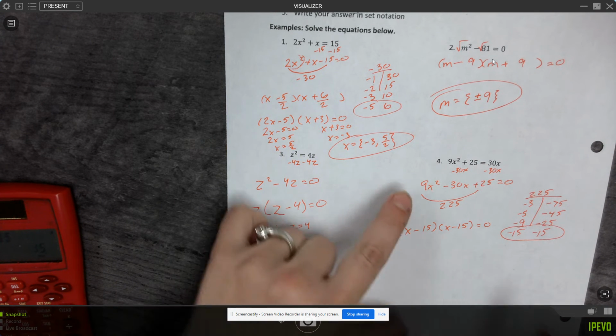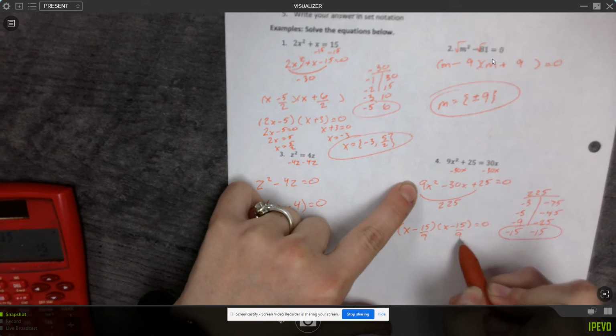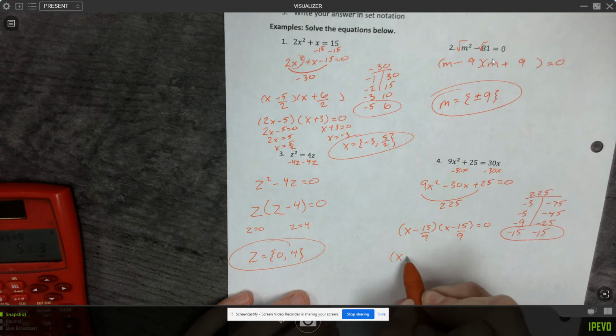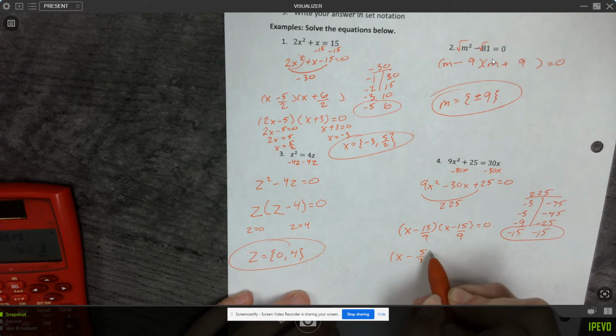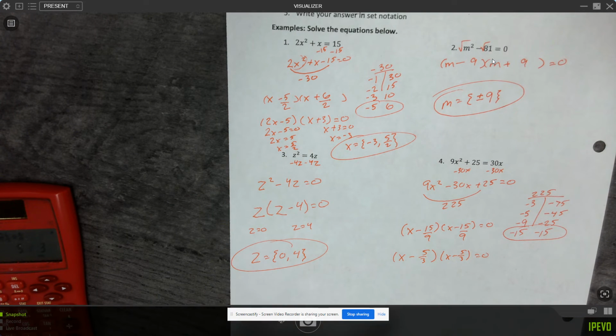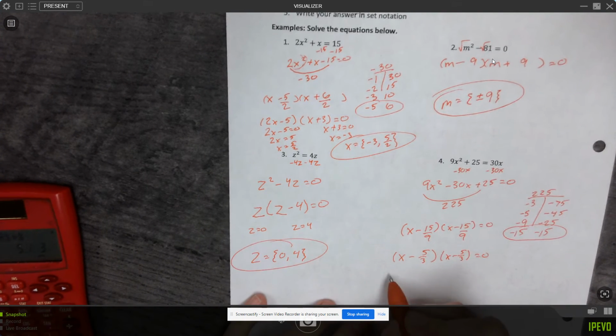And I'm going to divide those both by 9. And then I'm going to reduce those fractions. 15 over 9 would be 5 over 3. Then you're going to slide the denominator in front, so that becomes 3x minus 5.